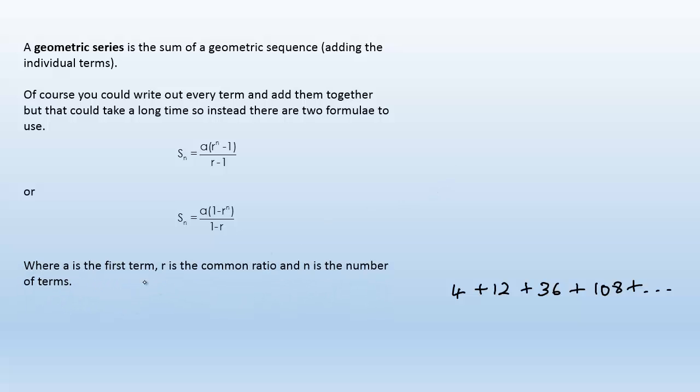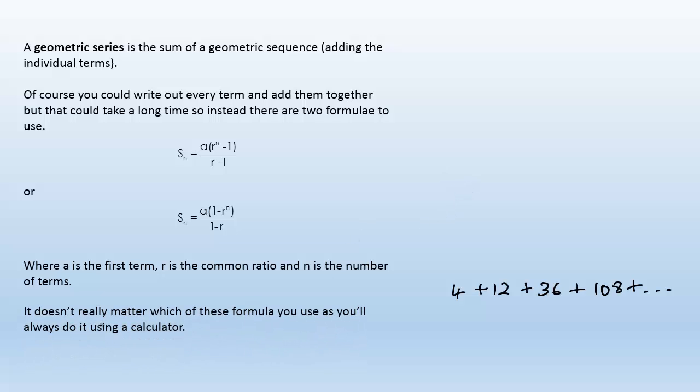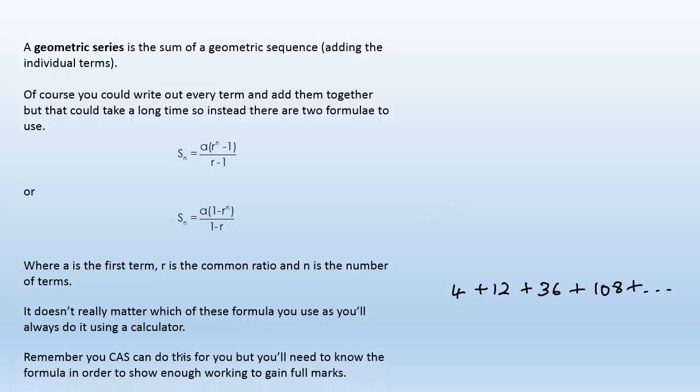So a is the first term, r is the common ratio, and n is the number of terms that we're adding. It doesn't really matter which of the formula you use, as you'll always be doing it using a calculator, as I just mentioned. Remember, your CAS can do this for you.